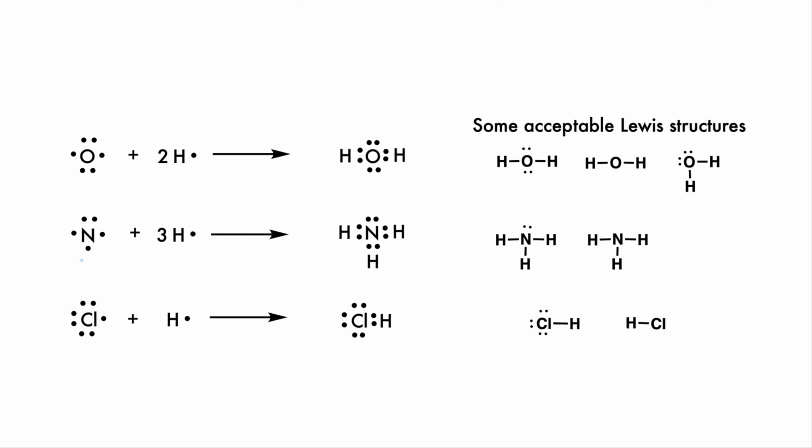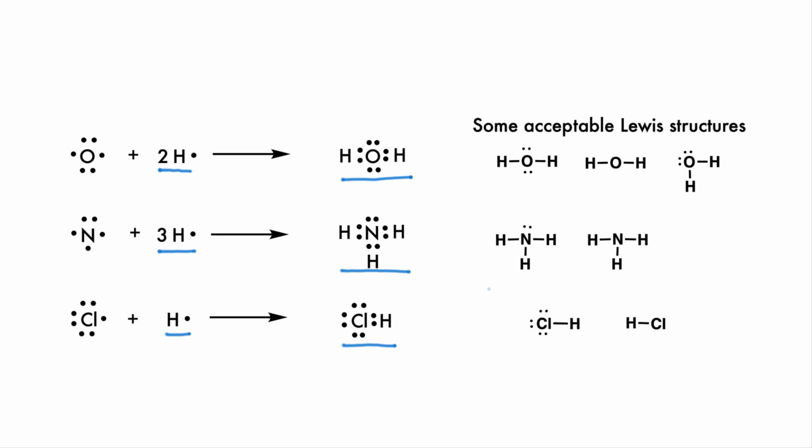Oxygen, nitrogen, and the halogen atoms, such as chlorine, can also use their unpaired electrons to make covalent bonds. The non-bonding lone pairs are left untouched. Oxygen can form 2 bonds to hydrogen because it has 2 unpaired electrons. This gives oxygen a full octet. Nitrogen forms 3 bonds because it has 3 unpaired electrons, and chlorine forms 1 bond.